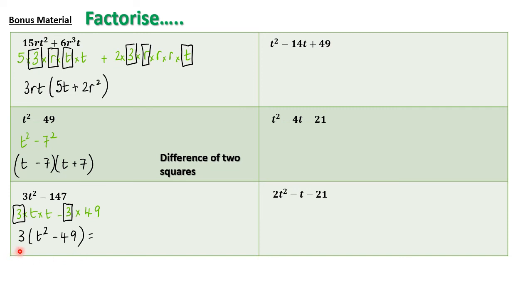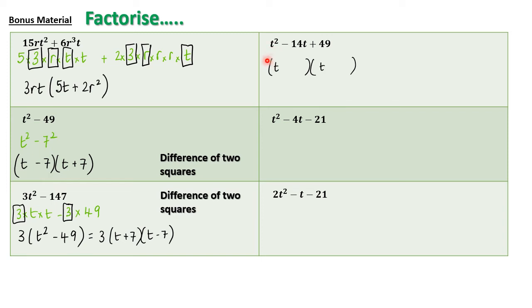And so if I've got 3 lots of t squared minus 49, t squared minus 49, I know is t plus 7, t minus 7. So again, the difference of 2 squares here, but with an additional 3 put in there to make it a bit trickier. In the last column, all three of these are quadratics, where we've got a squared variable. So we've got a t squared, we've got a number of t's in the middle, and we've got a constant on the end. So all of these factorise in one way or another into a double bracket.